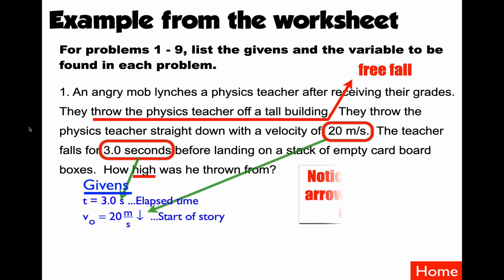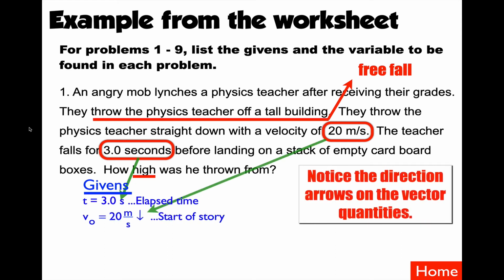Now, a velocity is a vector. It has magnitude and direction. So that's 20 meters per second. That's the magnitude, and the arrow is the direction. An arrow is a lot easier than having to write the word down. We're all kind of lazy there. So the arrow works great. And this is the start of the story. So 20 meters per second is the initial velocity.